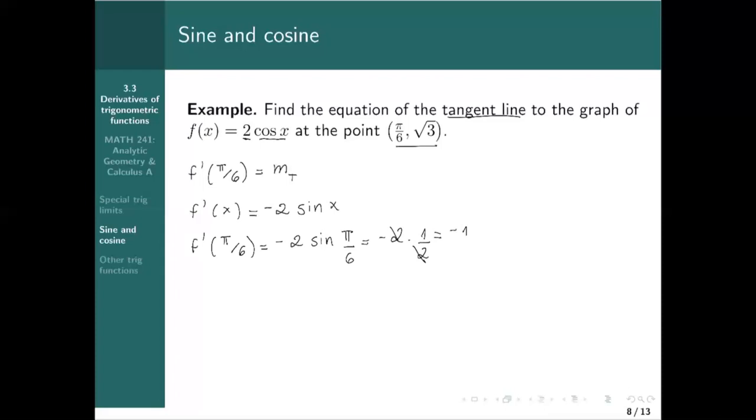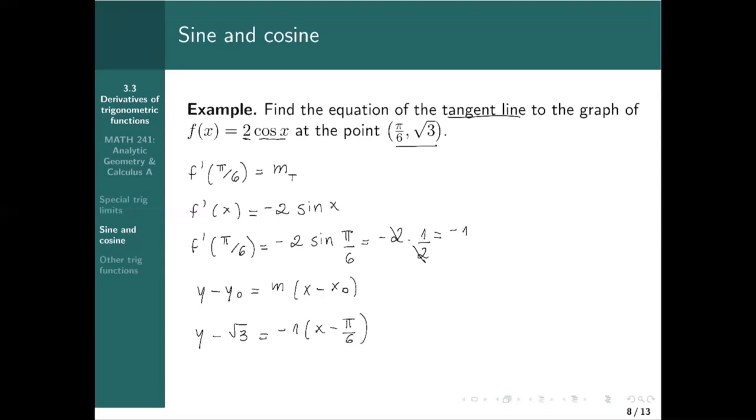Well, the equation of any line is given by y minus y0 equals m times x minus x0, where m is the slope and (x0, y0) is the point. So the point was given to us, pi over 6, square root of 3, and the slope is the slope of the tangent line, which we just found is equal to minus 1. So we're going to have y minus square root of 3 equals minus 1 times x minus x0. x0 is pi over 6.